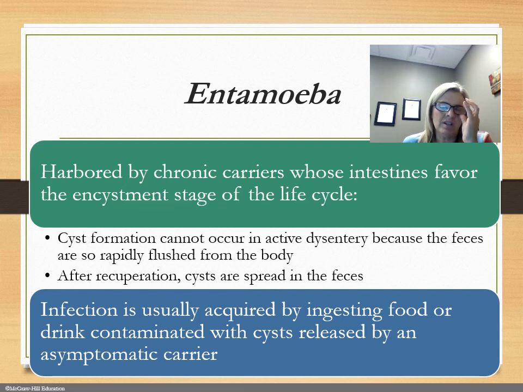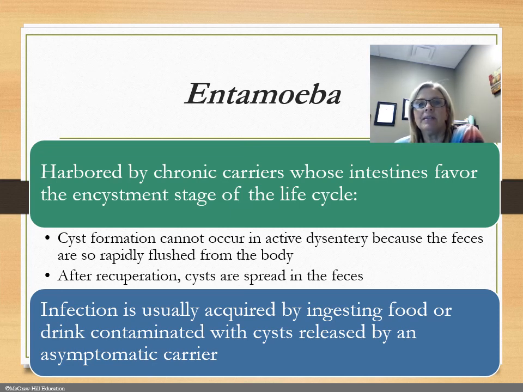After recuperation, you can have a cyst formation occur and then an active dysentery because feces then are going to be flushed from the body. And then after recuperation, the cyst can be spread in the feces. Infection is usually going to be acquired by contaminated food or drink that have cysts in them, often released by that asymptomatic carrier. This is thought to be about 1/10 of the world's population that are going to be asymptomatic carriers of amoeba. Kills up to about 100,000 people a year.